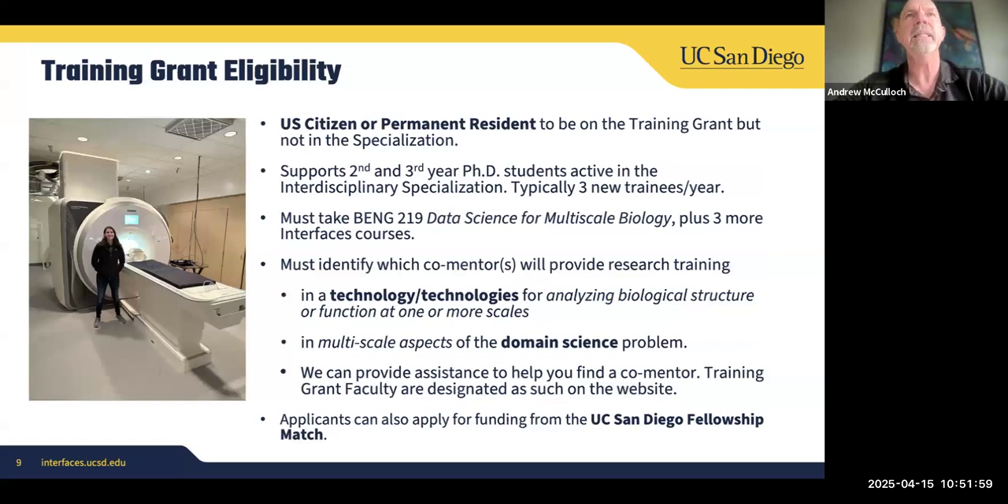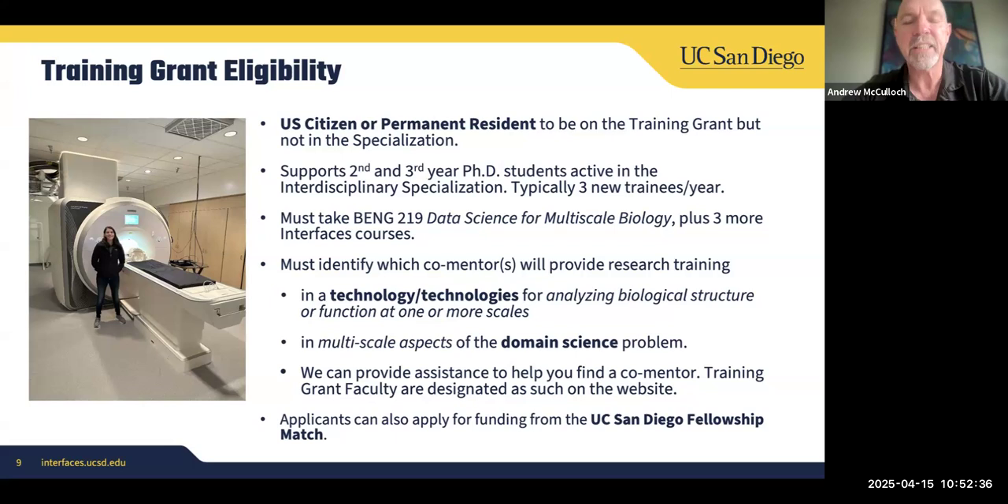Okay, so that's the interdisciplinary degree specialization. If you join our specialization, and your mentorship plan and your curriculum plan match the goals of that program, we can also consider you, if you're eligible, for appointment on our NIBIB T32 pre-doctoral training grant. In order to be eligible for the training grant, you need to be a US citizen or permanent resident.